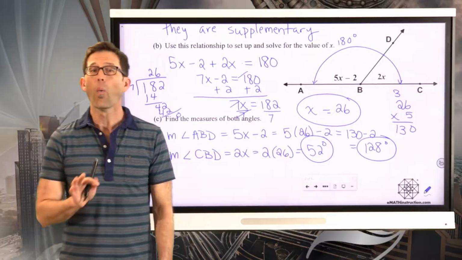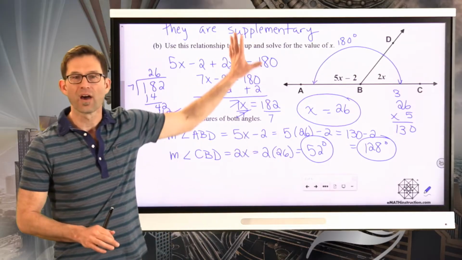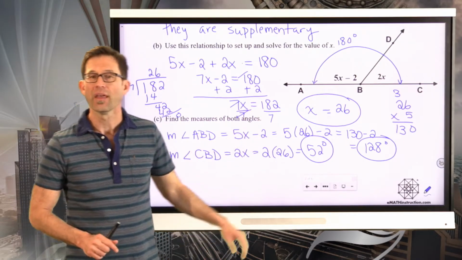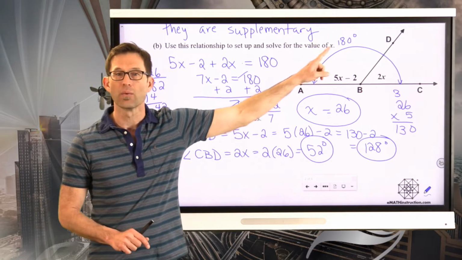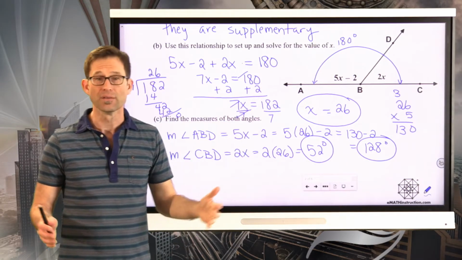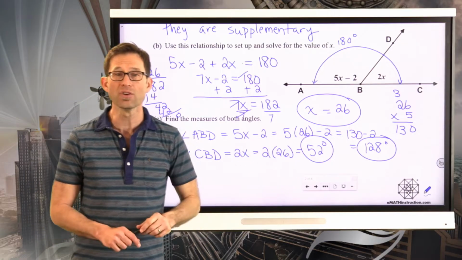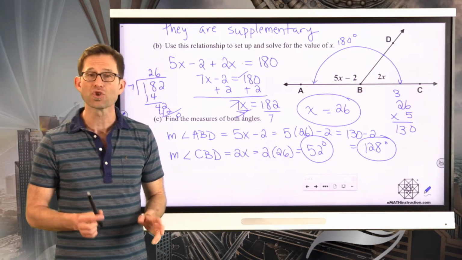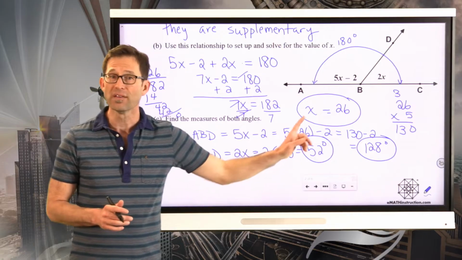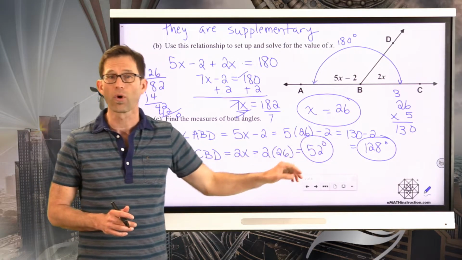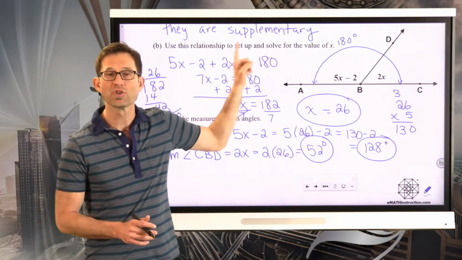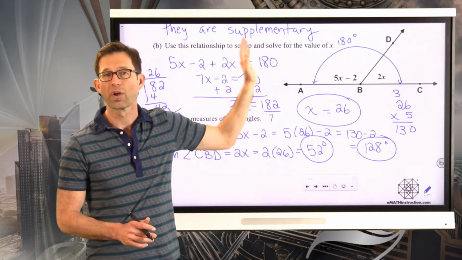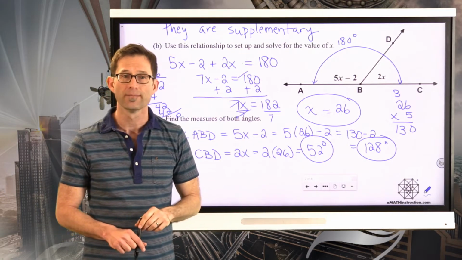All right. Now, a wonderful check on this entire problem, by the way, is now seeing if 128 plus 52 is in fact equal to 180. And it is. You don't need to see me do that addition, but it's a great check to make sure that our final answers, based on the value of x that we solved for, does give us two angles that have the relationship that we originally figured out that they did in part A.